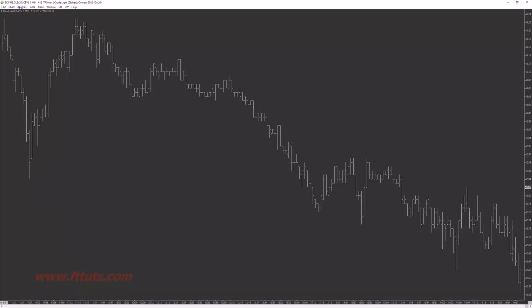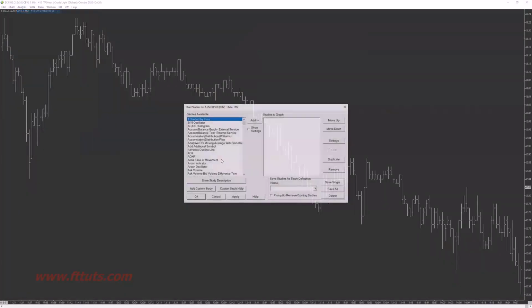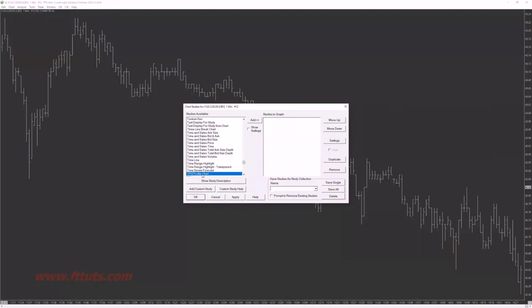Time frame doesn't really matter. I need to go to add a TPO study. So I'm just going to start typing TPO. Okay, TPO profile chart. Apply.